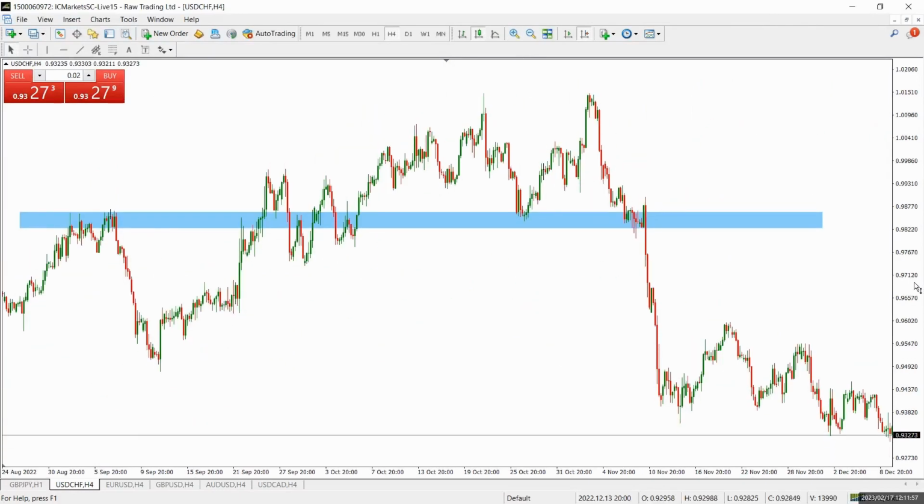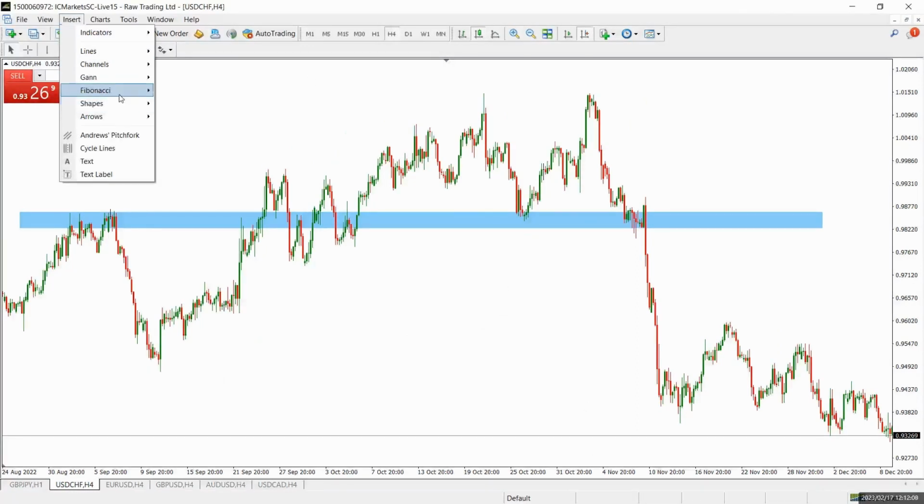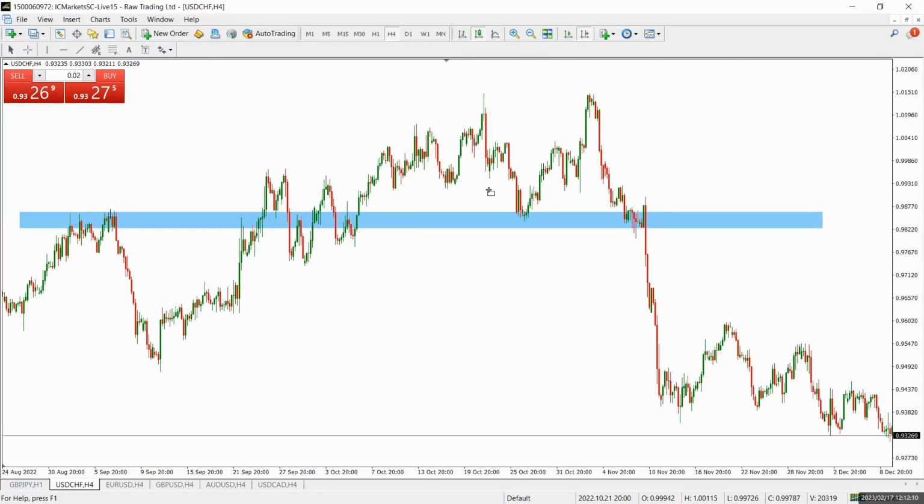Now, what do I wait for? I wait for the break of the last low. So what does the last low look like? Lower high. I have a lower high right here. So what do I do right here? You wait to see if this is going to break.